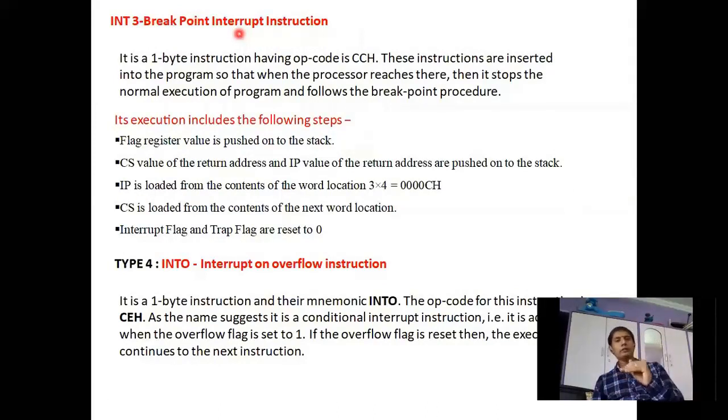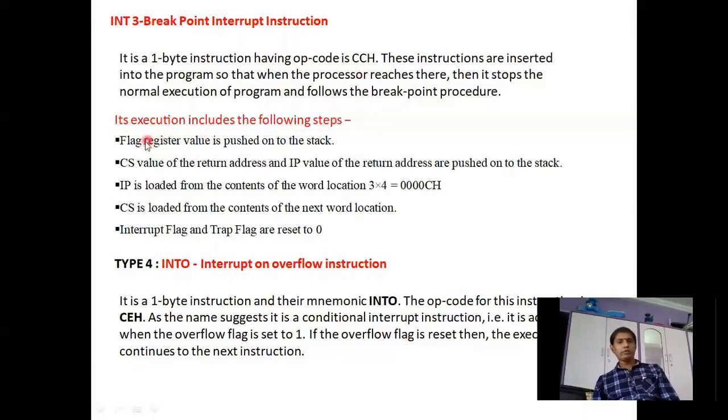Okay, it indicates the end of the program. That is a type 3 interrupt. So whenever a type 3 interrupt occurs, what happens? The processor will take the, if it is interrupt 3, what is the corresponding opcode? Generally CCH. CCH is the opcode of that particular interrupt 3.